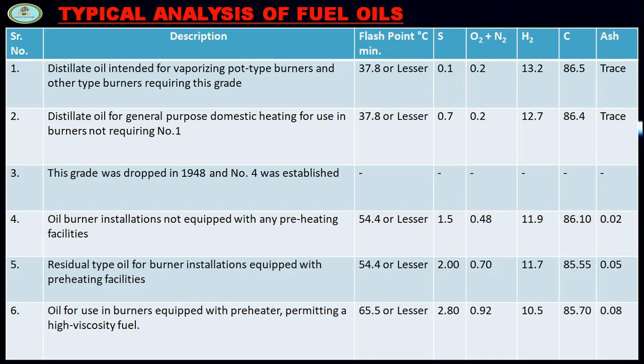First one is a distillate oil intended for vaporizing pot type burners and other types of burners requiring distillates. Second one is a distillate oil for general purpose domestic heating, for use in burners not requiring number 1. Third one is a grade that was dropped in 1948 and number 4 was established. Next is for oil burner installations not equipped with any preheating facilities. Next is a residual type oil for burner installations equipped with preheating facilities.